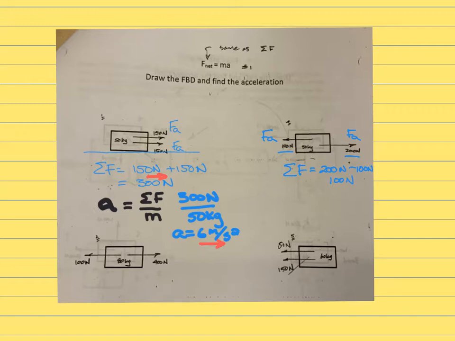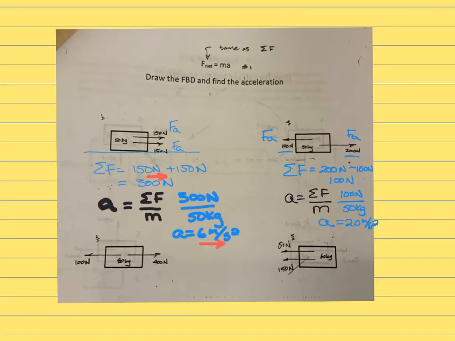And then let's apply Newton's second law. A is equal to the sum of the forces over the mass. How big is it being pushed divided by how massive it is? And we get 100 newtons over a mass of 50 kilograms. And now the acceleration is only 2.0 meters per second squared.